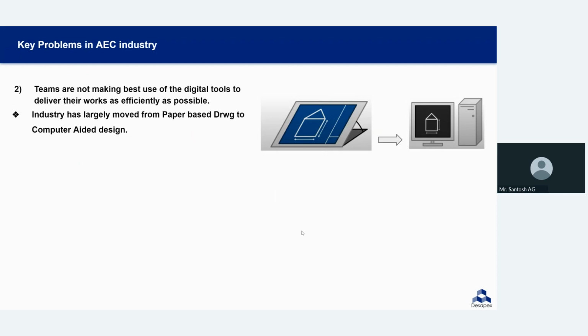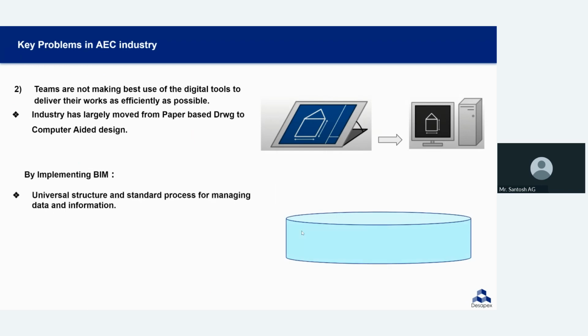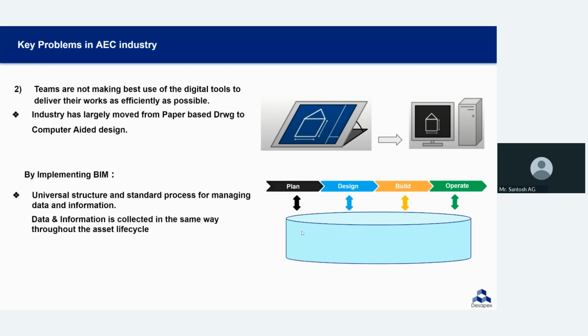To solve these problems, the industry had to adopt BIM. The purpose of implementing BIM was twofold. It puts a universal structure and standard processes in place for managing data and information. This means the data and information is collected in the same way throughout the asset lifecycle. This facilitates collaboration by making everyone use the same data in a consistent way.